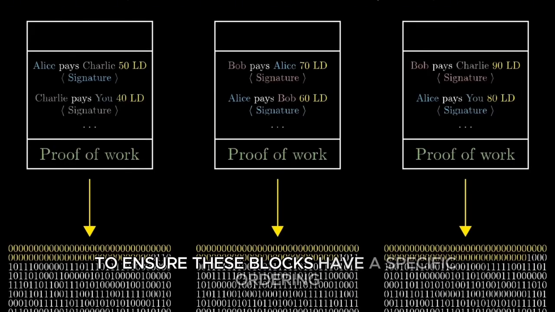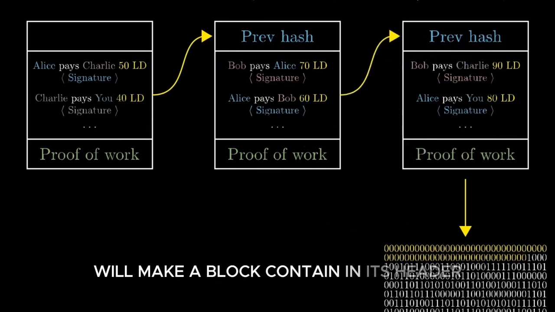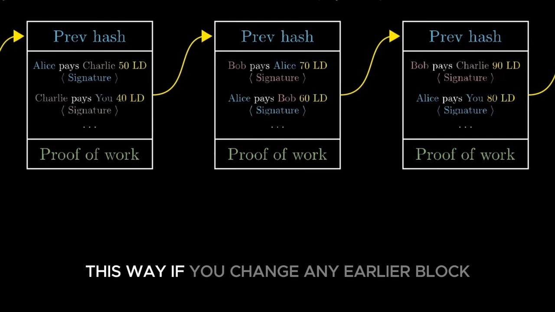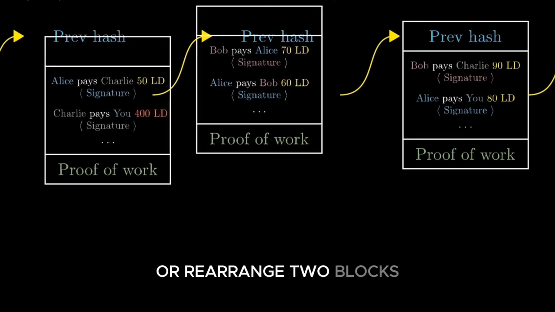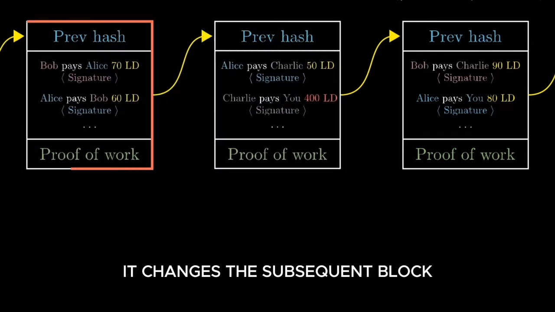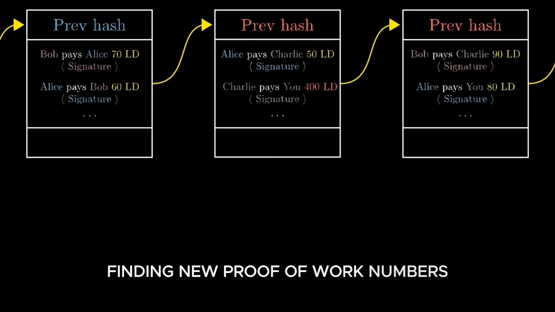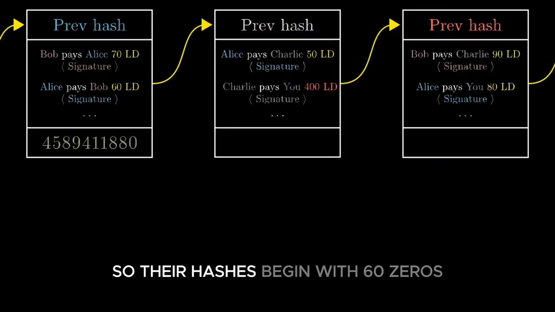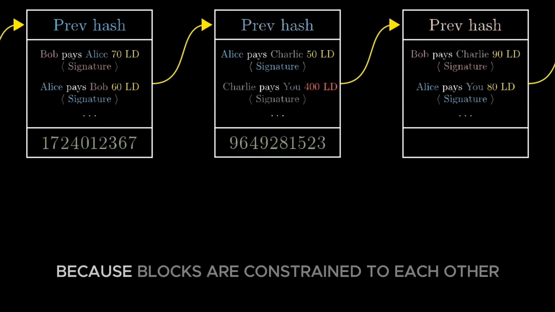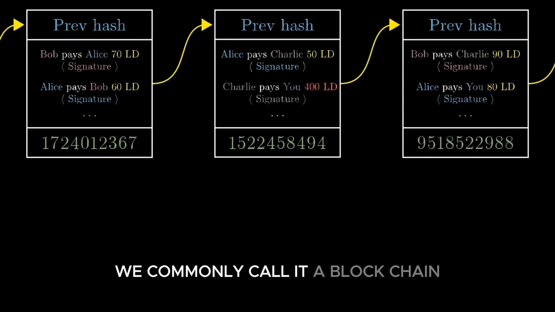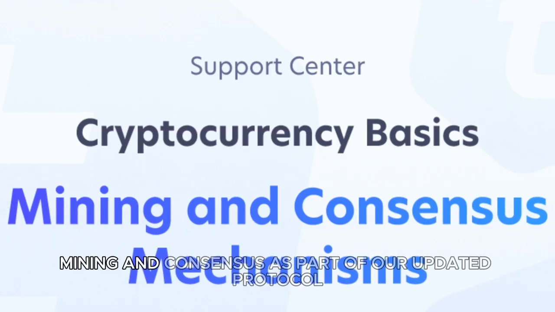To ensure these blocks have a specific ordering, we'll make a block contain in its header the hash of the preceding block. This way, if you change any earlier block or rearrange 2 blocks, it changes the subsequent block, which changes that block's hash, which changes the block after that, and so on. This would require redoing all the work, finding new proof of work numbers for each of these blocks, so their hashes begin with 60 zeros. Because blocks are constrained to each other in this way, instead of calling it a ledger, we commonly call it a blockchain.